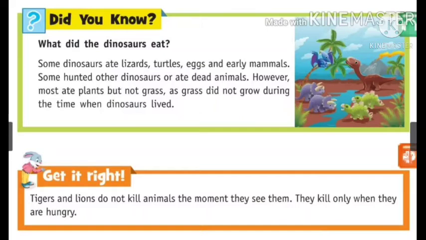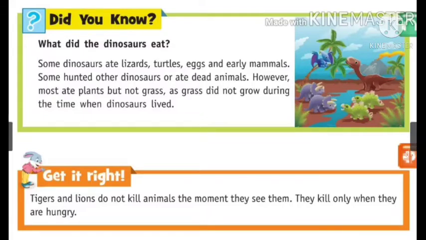Do you know that? What did the dinosaurs eat? Some dinosaurs ate lizards, turtles, eggs and early mammals. What are mammals? Mammals are the animals who do not lay eggs. They give birth. So those are known as mammals. And some dinosaurs ate plants. It means some dinosaurs were carnivores and some were herbivores.